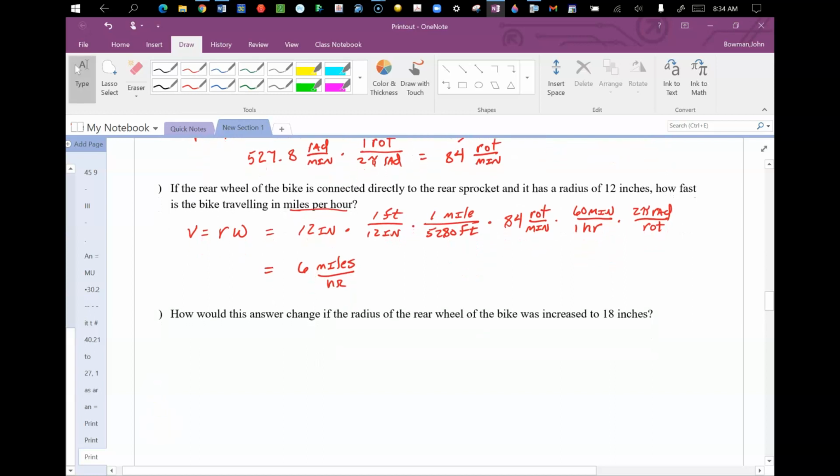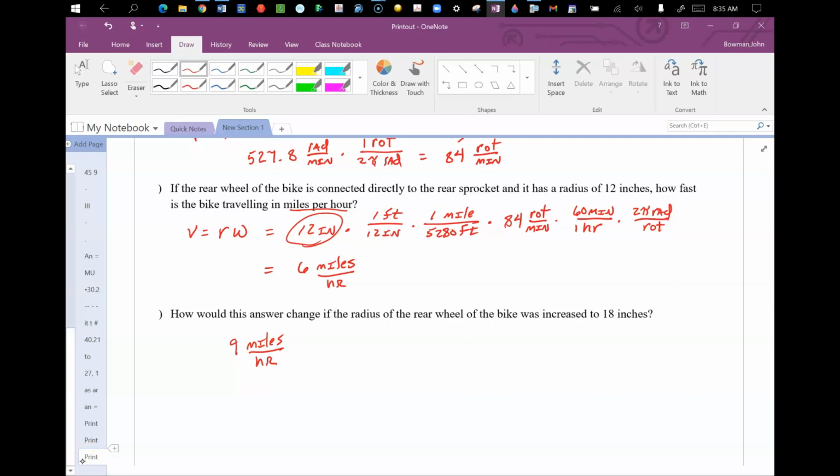How would this answer change if the radius of the rear wheel of the bike was increased to 18 inches? Well, the only thing that would change in our above calculation would be this 12 inches, and it would go to 18 inches, which is 1.5 times 12. So our answer would change to 9 miles per hour.